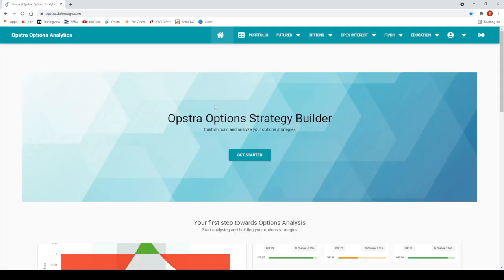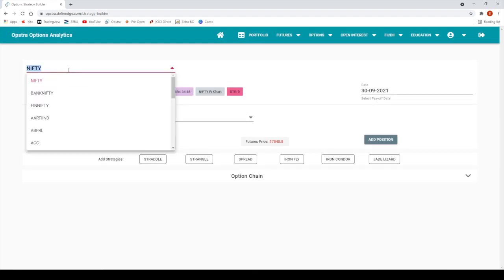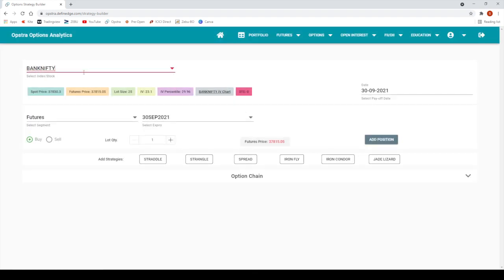So now I have opened opstra.definedge.com. I use Opstra to create any option strategy. So I will give this link in the description. You can log in and you can create your own strategy. So in Bank Nifty, I am going to take some bearish trade. Okay. So select Bank Nifty here and go to options.